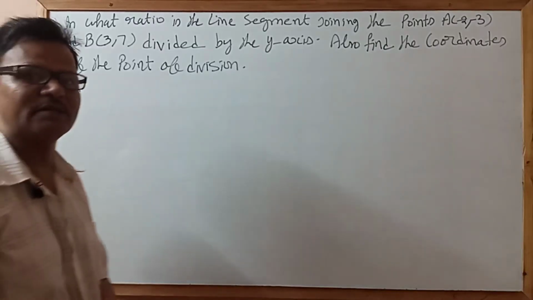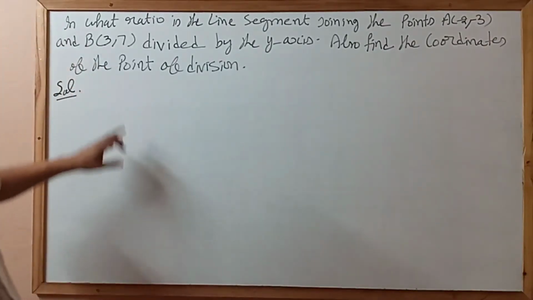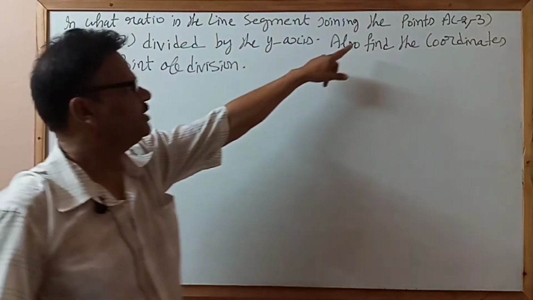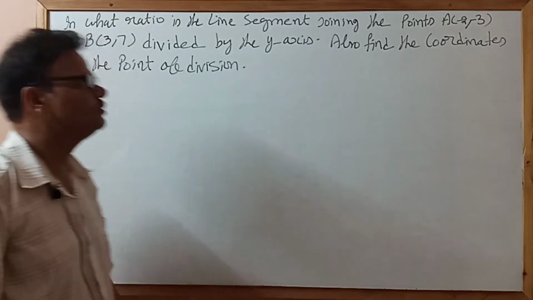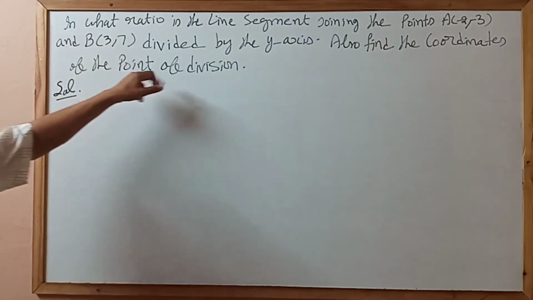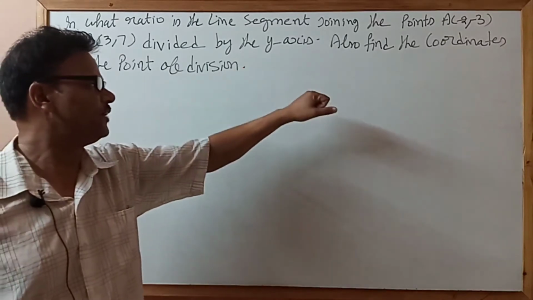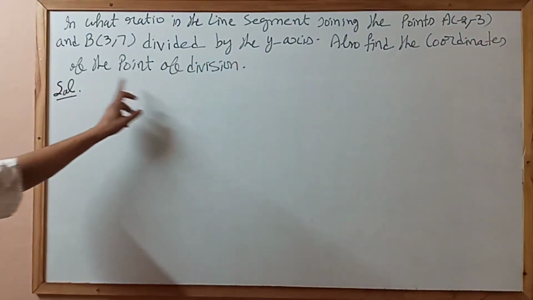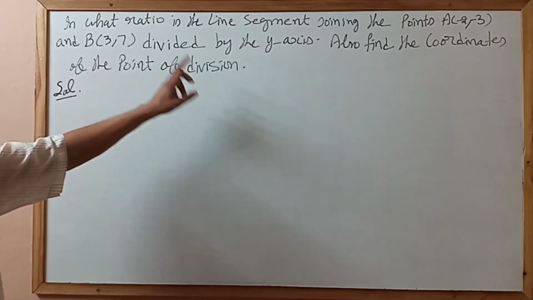Now we take the next problem. In what ratio is the line segment joining the points A(-2, -3) and B(3, 7) divided by the y-axis? Also find the coordinate of the point of division.